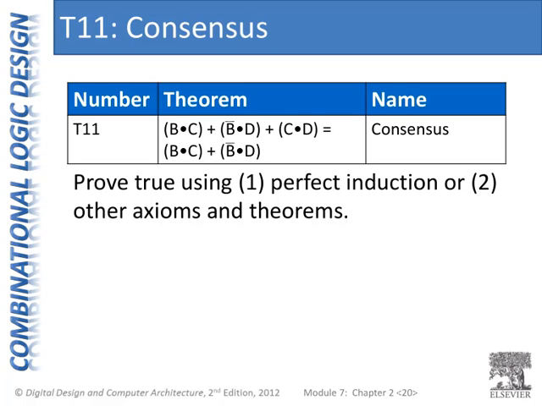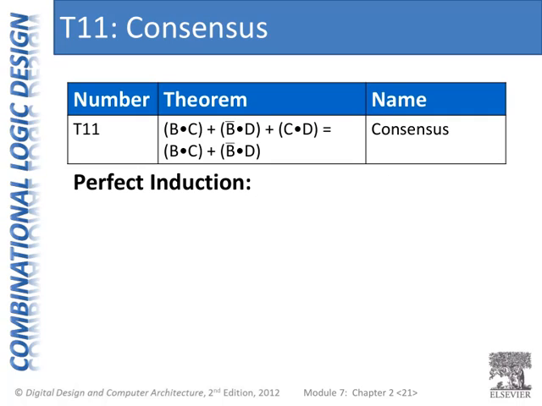Okay, so let's go ahead and look at the consensus theorem, T11, and prove that this is true using both methods. So by perfect induction, and we'll also show that it's true using other axioms and theorems. So here's our consensus theorem. We'll show that it's true using perfect induction. So we have 3 terms, B, C, and D.